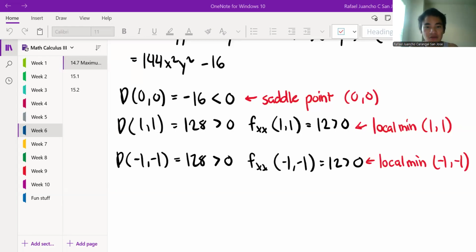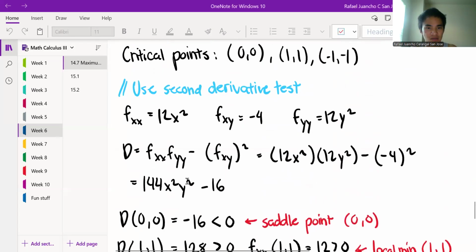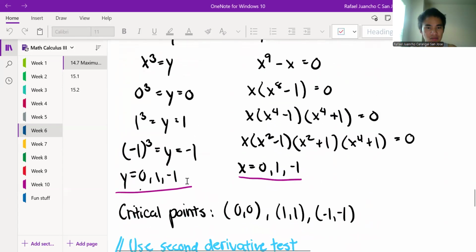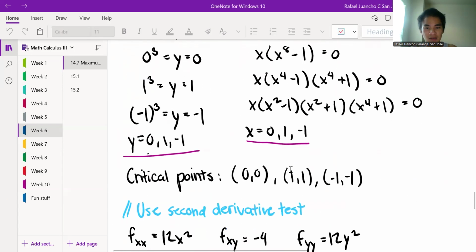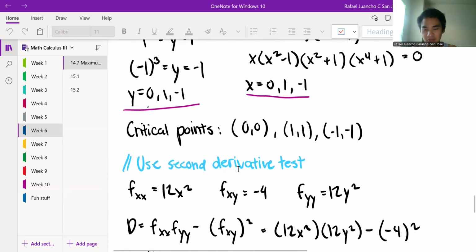So today we're going to be continuing our lesson on minimum and maximum values, right? Last time we did an example, which was here, and we were able to identify the critical points.